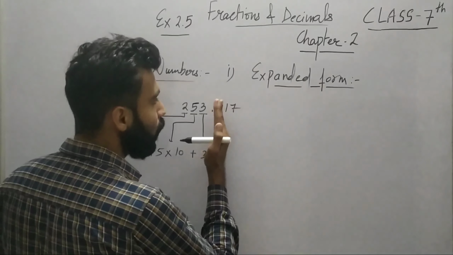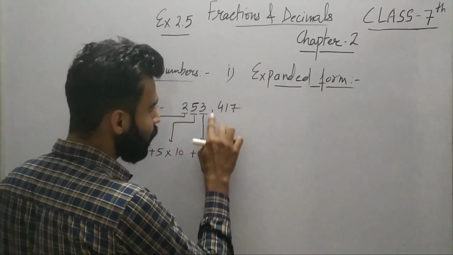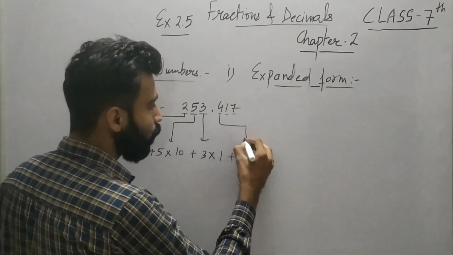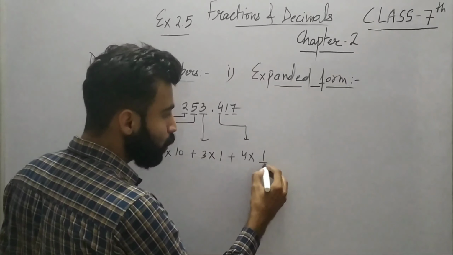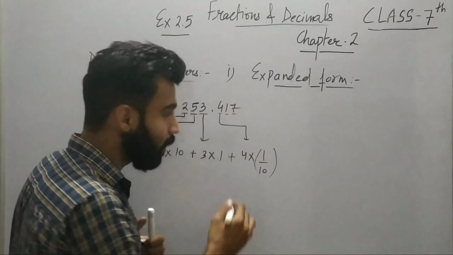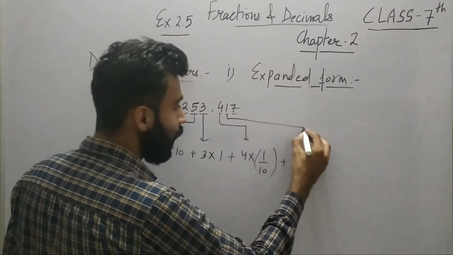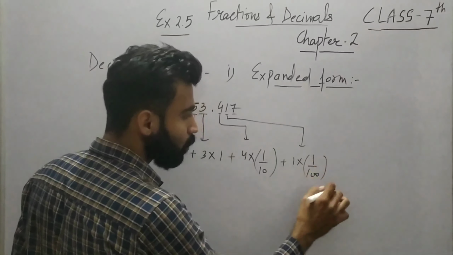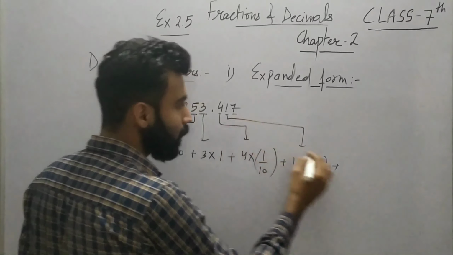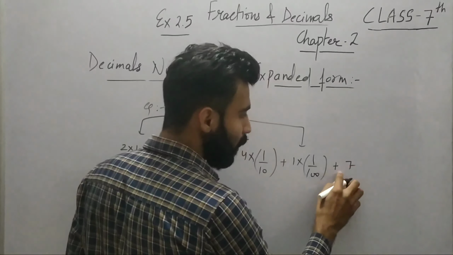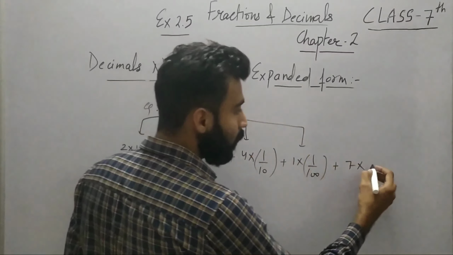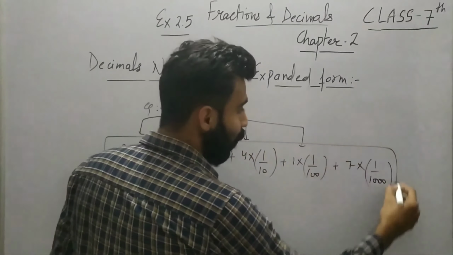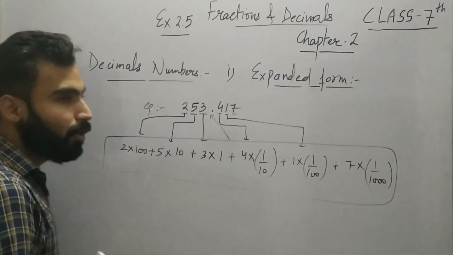So doing the same on the right hand side. Put a plus sign at the place of the decimal and move with the respective digits. So let me take 4 here. What is the place value of 4? I have told you it's 1 upon 10. Tenths, right? Then again put a plus sign, move with the next value. So 1 is at the hundredths place, so 1 upon 100. Moving with the last digit, that is 7. Let me put a plus sign. Now the last 7 is at the thousandths place. So put 1 upon 1000, right? So this is the expanded form of this decimal number.